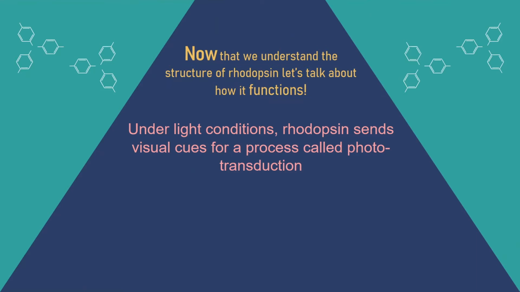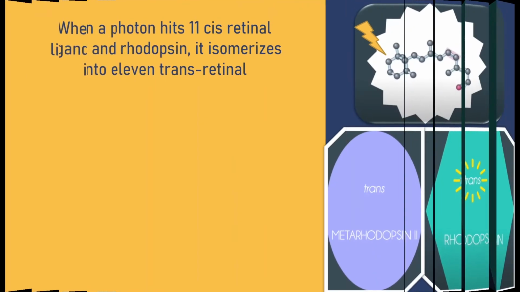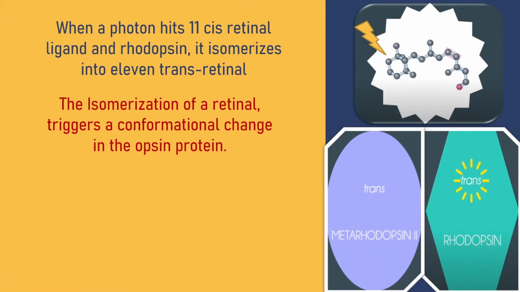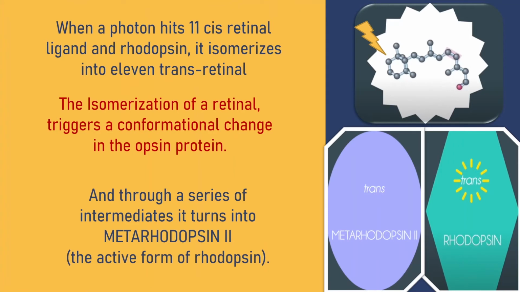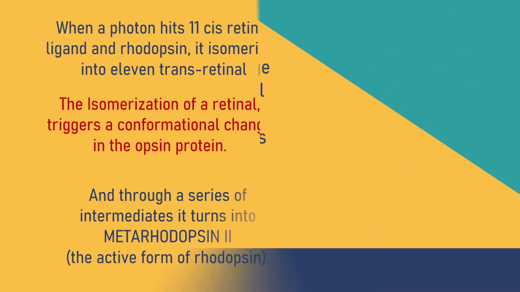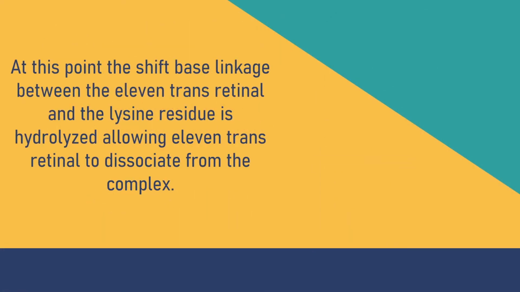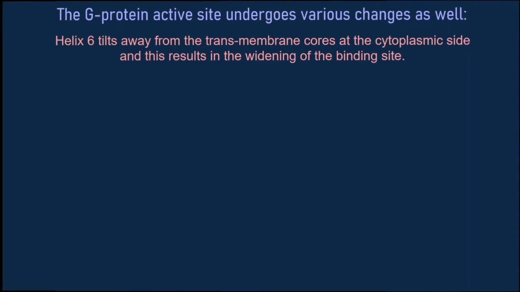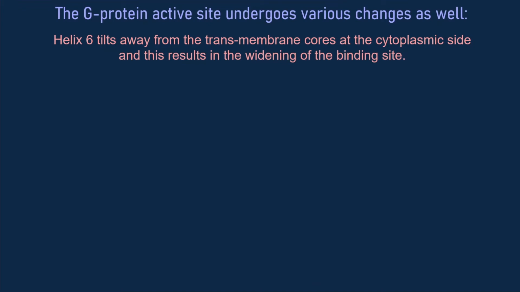Now that we understand the structure of rhodopsin, let's talk about how it functions. Under light conditions, rhodopsin sends visual cues for a process called phototransduction. When a photon hits the 11-cis-retinal ligand in rhodopsin, it isomerizes into 11-trans-retinal. The isomerization of the retinal triggers a conformational change in the opsin protein, and through a series of intermediates, it turns into meta-rhodopsin II, the active form of rhodopsin. At this point, the Schiff base linkage between the 11-trans-retinal and the lysine residue is hydrolyzed, allowing 11-trans-retinal to dissociate from the complex.